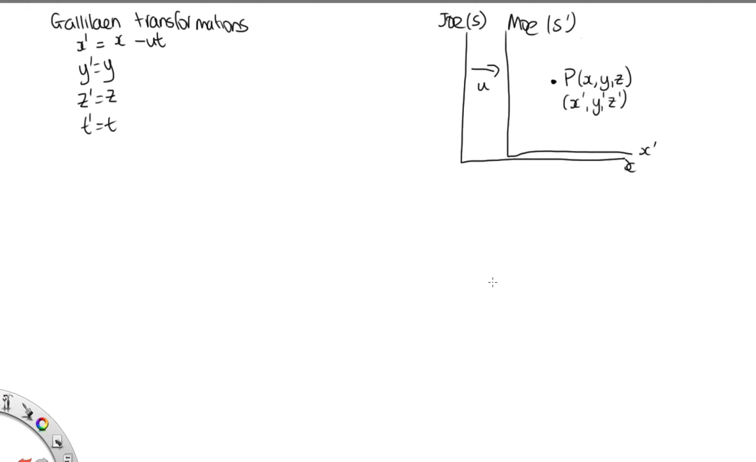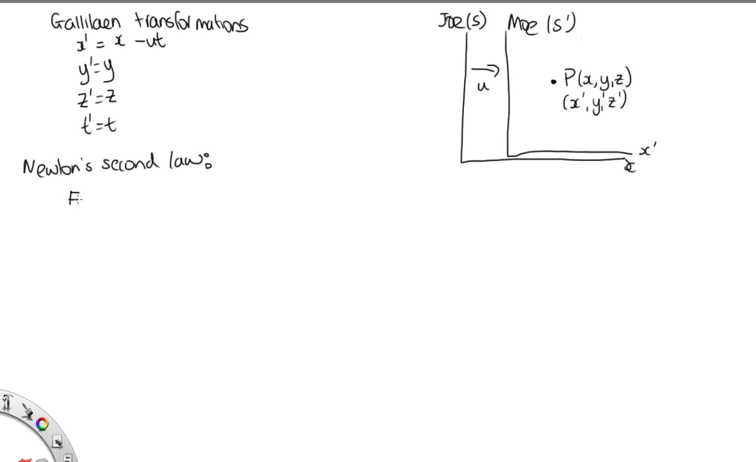Now, up until the beginning of the 20th century, it was thought that these were good transformations, as it was commonly believed that the laws of physics are the same in any inertial reference frame. An inertial reference frame is one which is undergoing constant velocity, it's not accelerating. And so most of the laws of physics, if they apply in Joe's reference frame, also apply in Mo's reference frame. Let's just have a quick look at a common law of physics, Newton's second law. Okay, let's assume that it holds in Joe's reference frame.